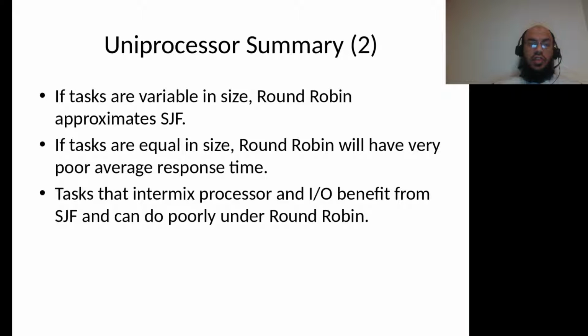If tasks are variable in size, then round robin might help you a bit. It approximates an SJF, but the best way to do it would be to use an MFQ, for example. If tasks are equal in size, then round robin will have very poor average response time because everything roughly finishes almost at the same time. So it's very bad in that sense. And if you have tasks that intermix between processor and I/O, then you can benefit a lot from SJF, but round robin might be a very bad idea because the application would have to wait for 100 milliseconds doing nothing, when it just needs 1 millisecond.